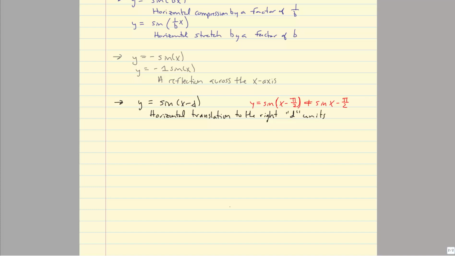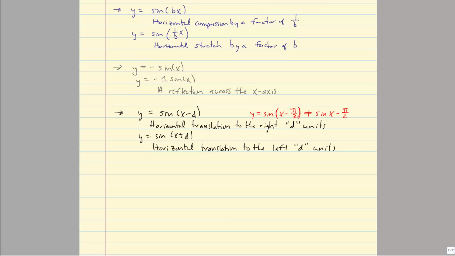If it's a minus d, I move to the right. Now let's look at another one. What if I had a plus d? This would also be a horizontal translation. This one would be to the left, d units. Now notice it's opposite. This is x plus d, but I moved to the left. So anytime it's within the argument, it's horizontal, and also it's always opposite of what you would think.